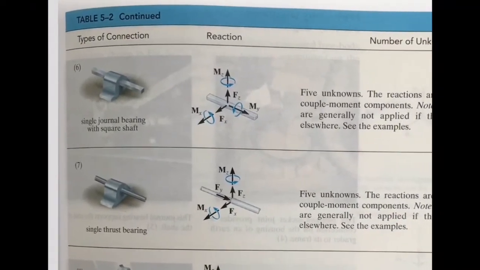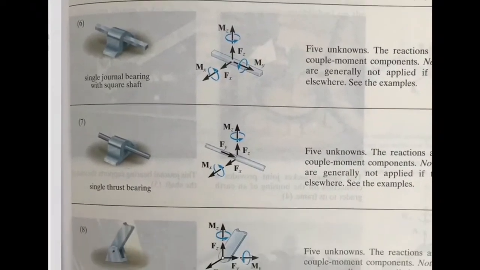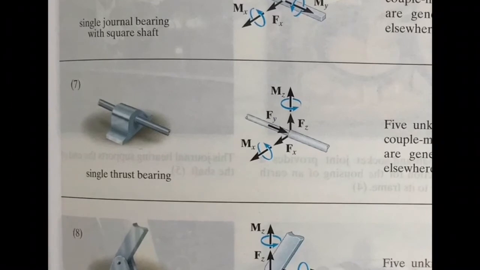On the contrary, a single thrust bearing like this one, and you have that in the question. If you try to move the crankshaft in the Y direction, that movement is going to be constrained. So it means you will have an additional reaction Fy in that case that will not allow the movement in that direction. Okay.